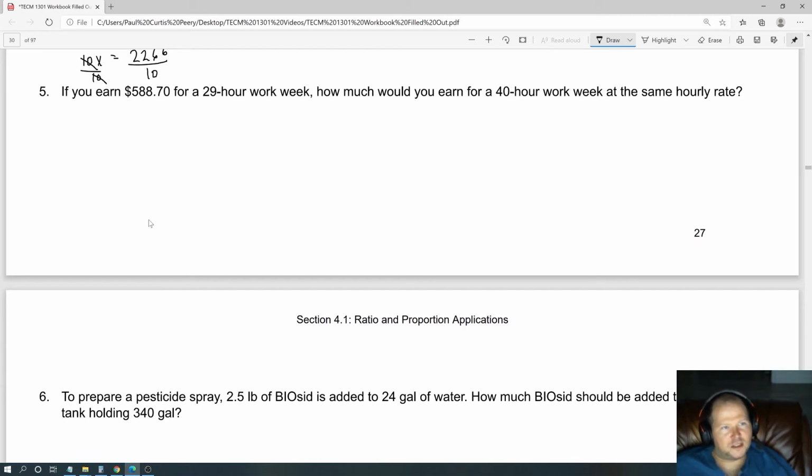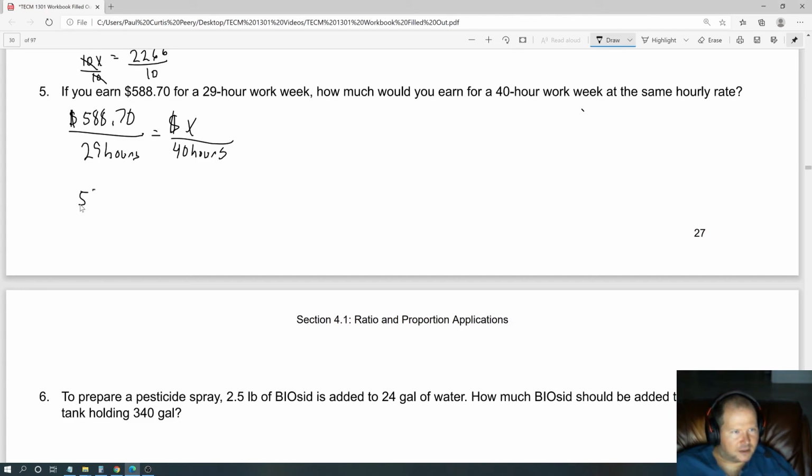So, if you earn $588.70 for a 29-hour work week, how much would you earn for a 40-hour work week at the same hourly rate? Okay, so on the top, I'm going to put dollars of 588.7, and on the bottom, I'm going to put 29 hours. And then on the right, I'm going to put 40 hours, and that's going to go on the bottom to match the hours on the bottom of the other one. And the one I don't know is the dollar X amount of it. Because it's asked, how much would you earn for a 40-hour work week? Okay, so how much would you earn, which is X number of dollars.